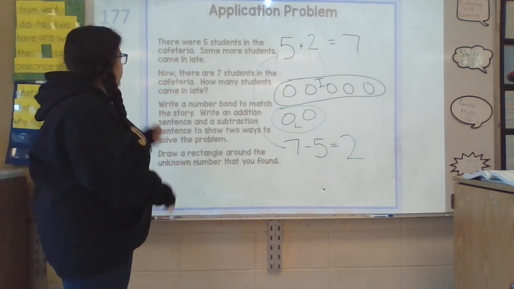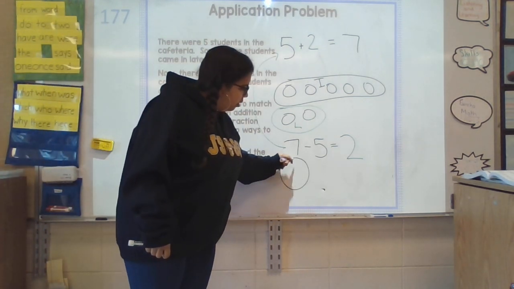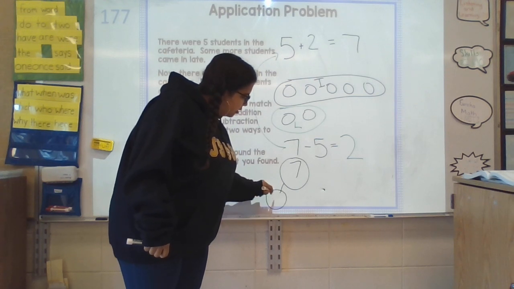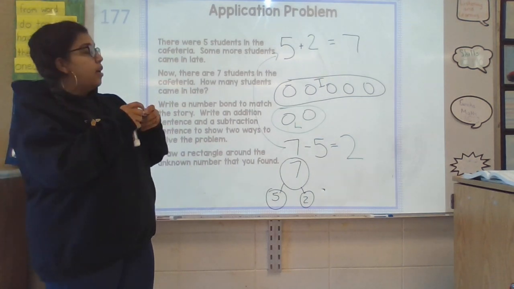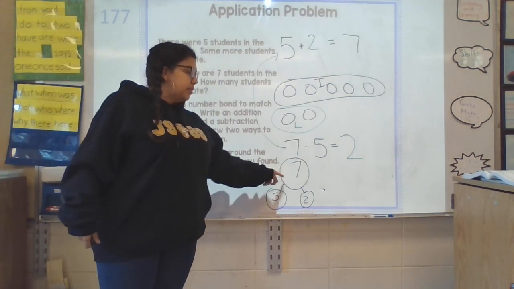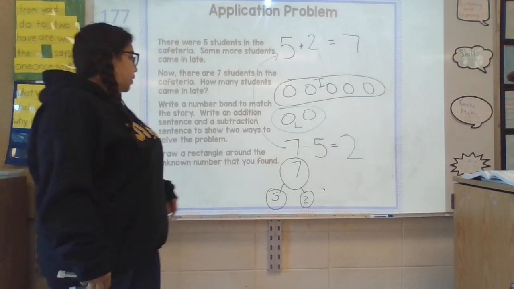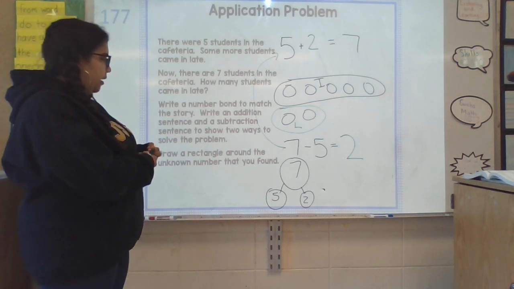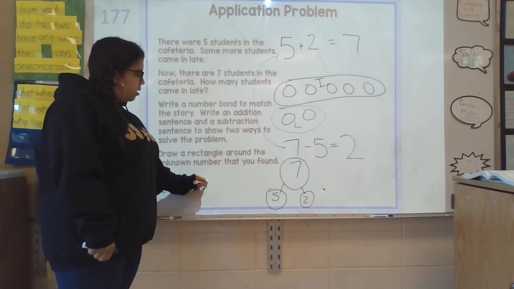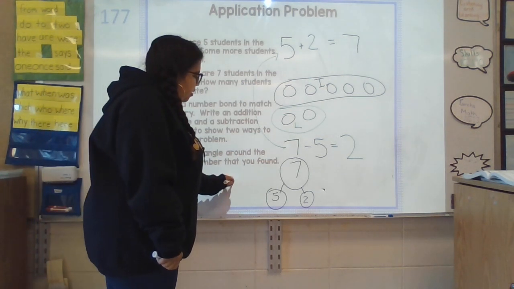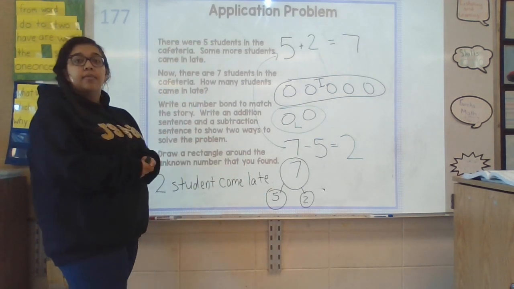Because remember, this number bond is useful in that it tells us the whole is 7 and the parts are 5 and 2. And what we're working with here is that from this number bond, we can add the parts to get to the whole, or we can subtract a part from the whole to get to the other part. Alright, so the question was, how many students came late? 2 students came late.